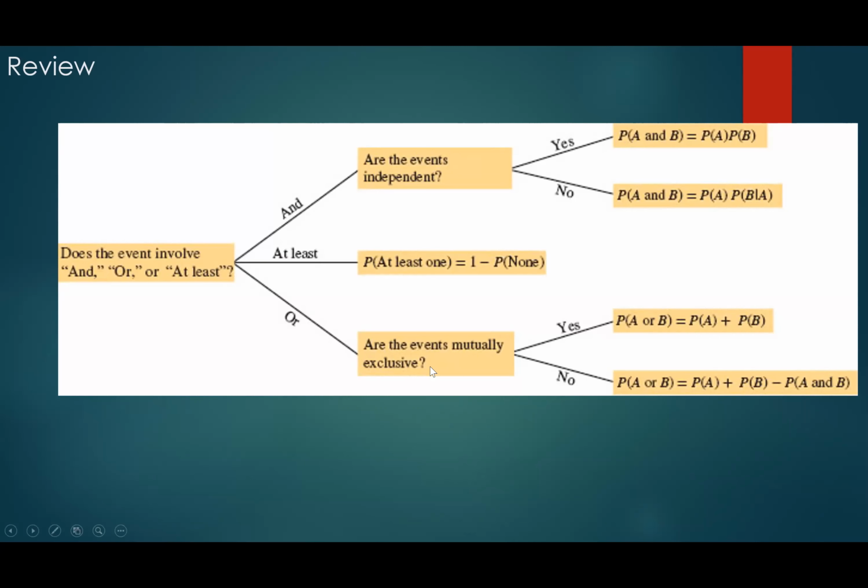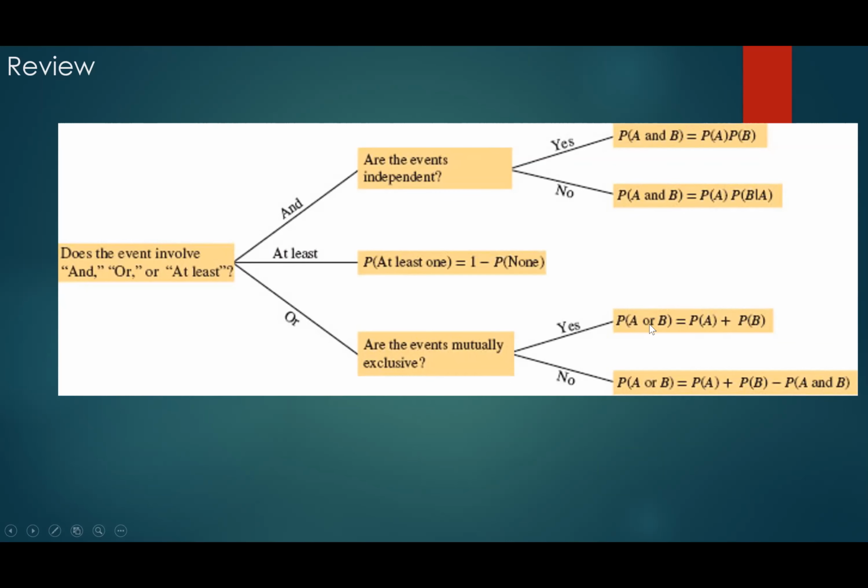These are the 3 things that we have for now: the probability of and, the probability of or, and the probability of at least one. At least one we haven't done yet. For the probability of or, you ask yourself whether the 2 events are mutually exclusive. If yes, they have nothing in common, so all you need to do is find the first probability plus the second probability, and we're done. If they are not mutually exclusive, meaning they do have something in common, you find the first probability plus the second one minus what they have in common. Those are the 2 different formulas for the word or.